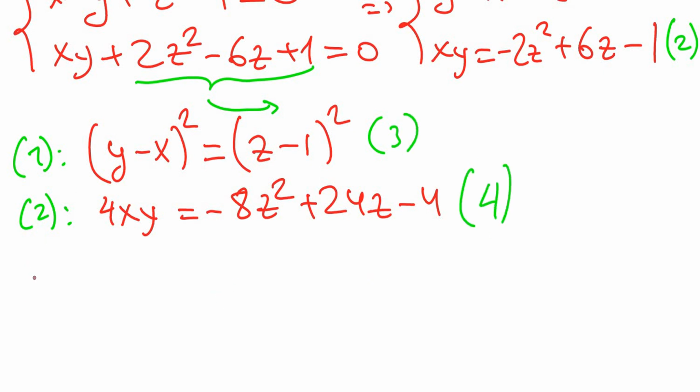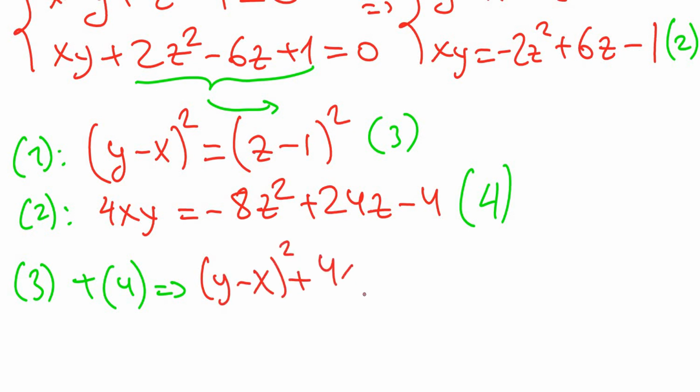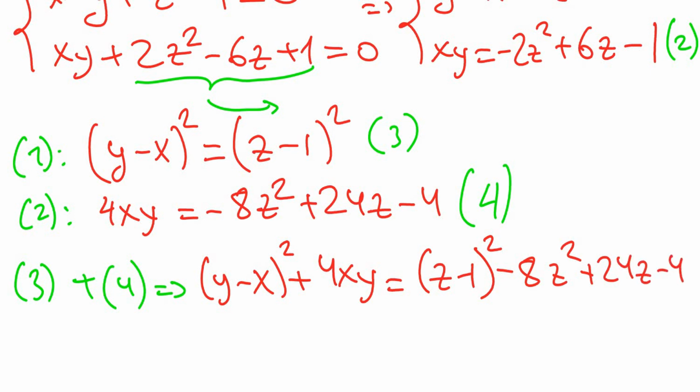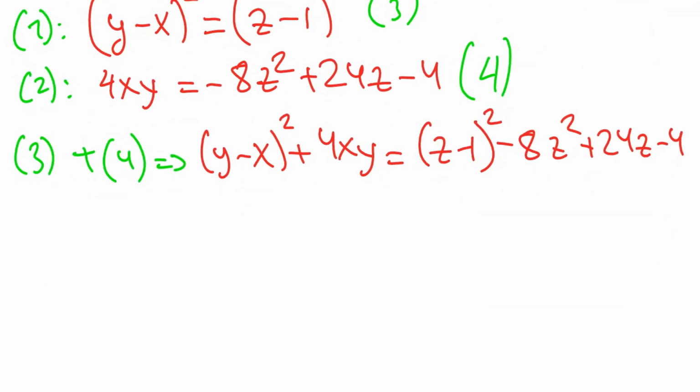Now I'm gonna add equation number 3 and equation number 4. Then I will get (y minus x) to the power of 2 plus 4xy is equal to (z minus 1) to the power of 2 minus 8z squared plus 24z minus 4. Now let me analyze the left hand side of the last equation. So let me rewrite here (y minus x) to the power of 2 plus 4xy.